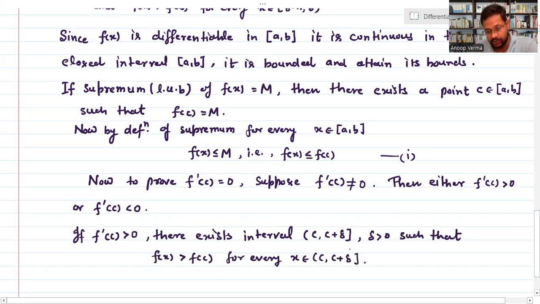Okay, so this contradicts first because already we have seen, ऑलरेडी हम कह चुके हैं कि हमारे फंक्शन की वैल्यू जो है वो लेस और इक्वल टू M. बट अगर हम कह रहे हैं कि एफ डैश सी इंक्रीजिंग है, मतलब एफ डैश सी पॉजिटिव है, तो इसका मतलब है कि एक हमको इंटरवल मिल जाएगा, ठीक है, जिसमें फंक्शन इंक्रीजिंग होगा. इंक्रीजिंग का मतलब है कि एफ एक्स विल बी ग्रेटर देन दिस वैल्यू एफ सी.